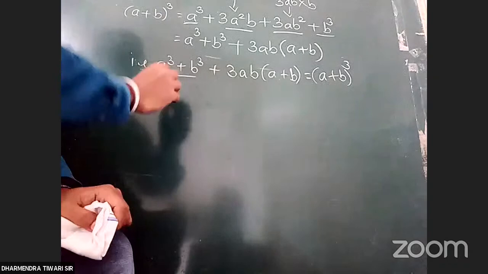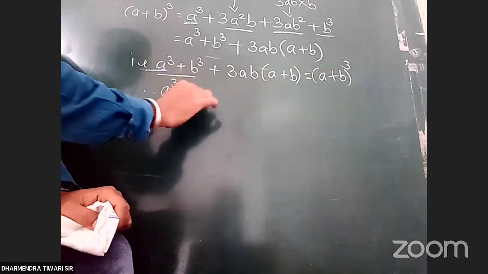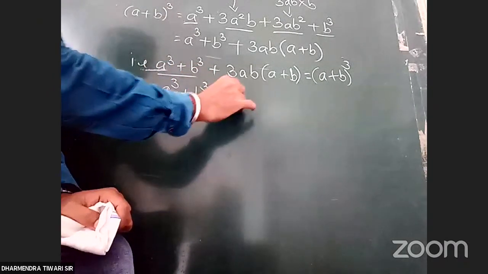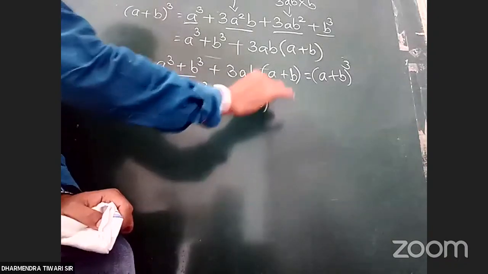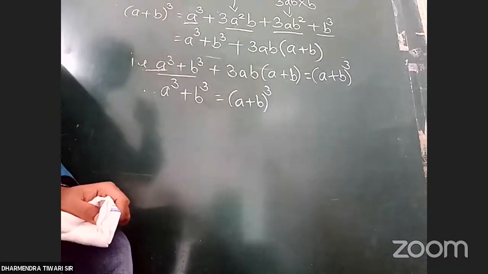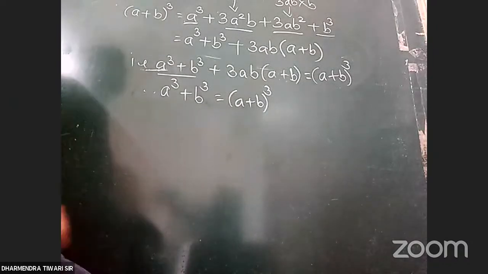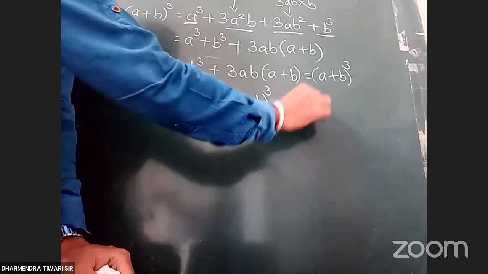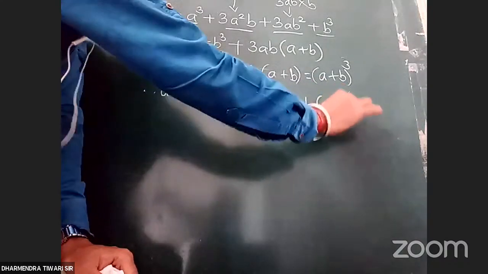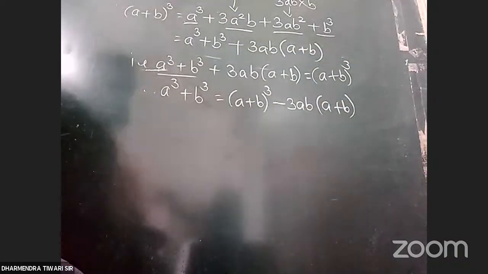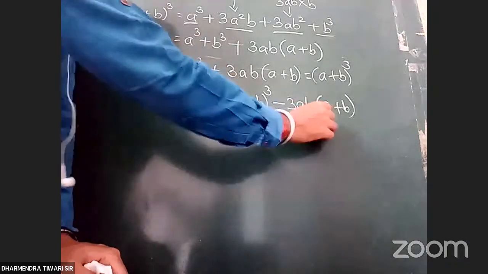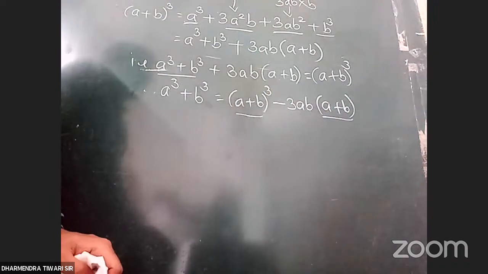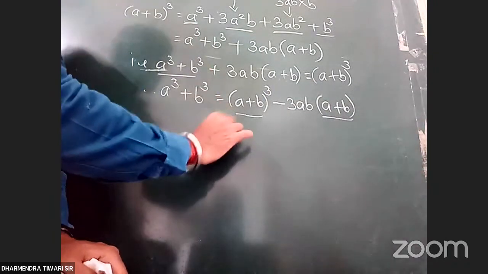So keeping this on one side and taking the rest of the terms to the other side, you can write a cube plus b cube is equal to a plus b the whole cube, minus 3ab into a plus b, since it takes a negative sign on the right hand side. Hope this is clear. Now, our observation is that a plus b is present in both the terms, so we can take a plus b common.